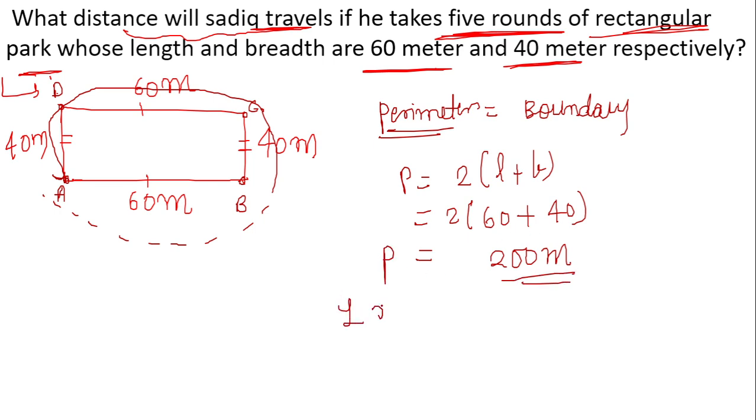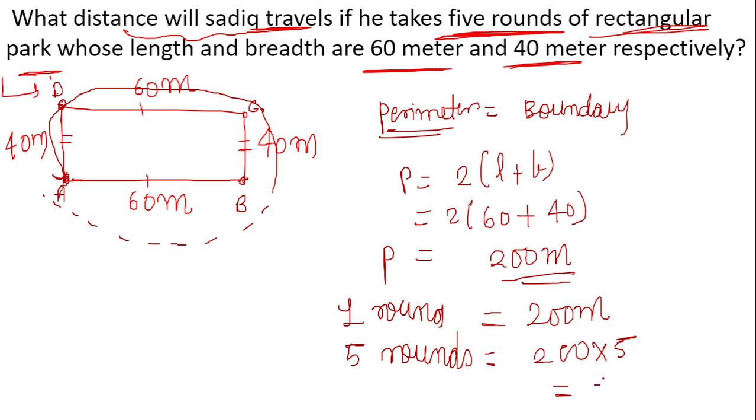So for one round, if he is moving from A to B, B to C, from C to D, and from D to A, he is actually traveling 200 meters. For one round, if he is traveling 200 meters, then for 5 rounds, how much will he travel? 200 into 5.